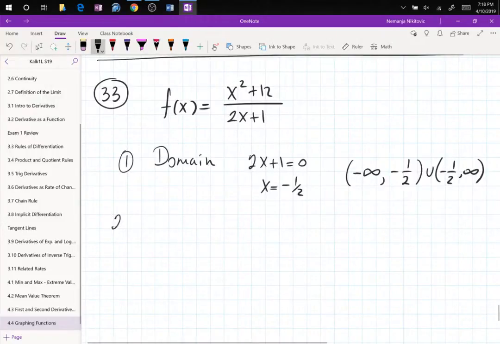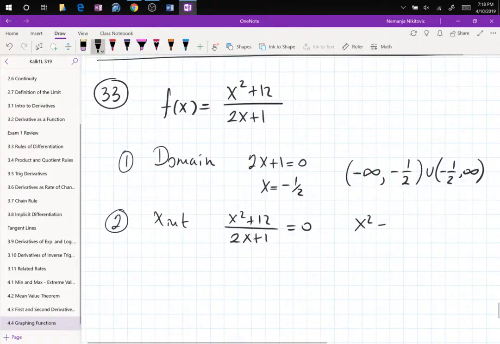Then we move to number 2, the x-intercept. We set y equal to 0, so x squared plus 12 divided by 2x plus 1 equals 0. When you cross multiply, you get x squared plus 12 equal to 0, and this immediately has no solution because it's x squared, so it's positive, plus 12, that's even more positive, so it can't go back to 0. So no solution there. That means no x-intercept.